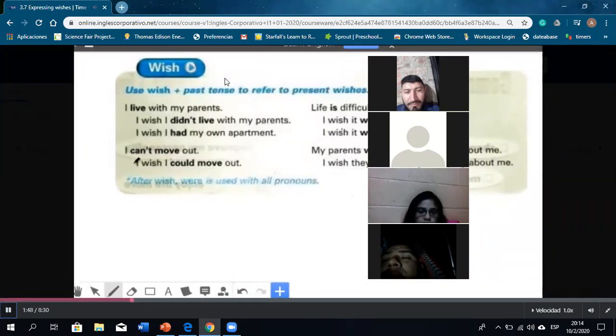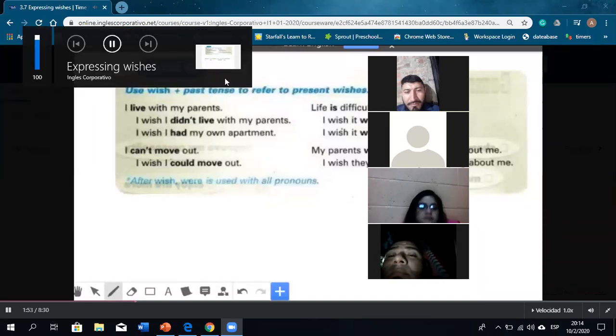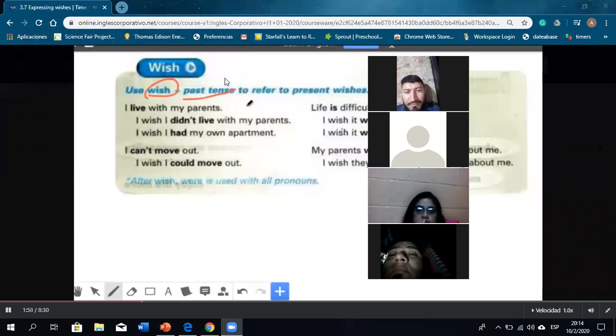Now let me start by presenting the structure. The first thing that I would like to point out is that we use wish plus a past tense in order to refer to present wishes. For example, if I have a situation that is true for me, such as I live with my parents, and I would like for that to be something different, that is a wish that I have. In order for me to express that idea, I will say I wish I didn't live with my parents, or I wish I had my own apartment.